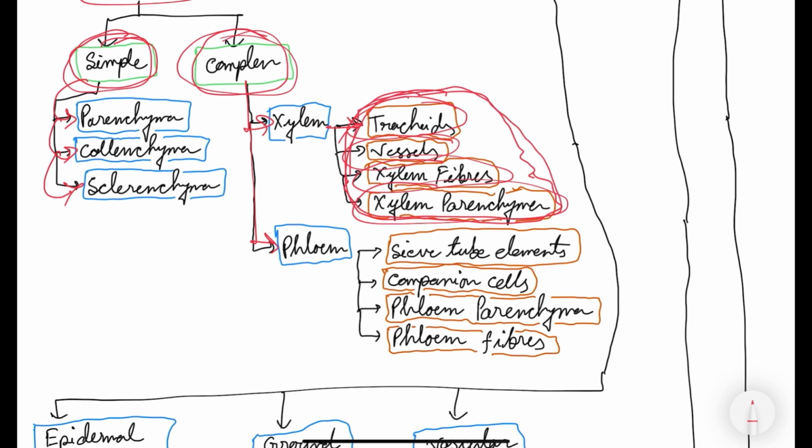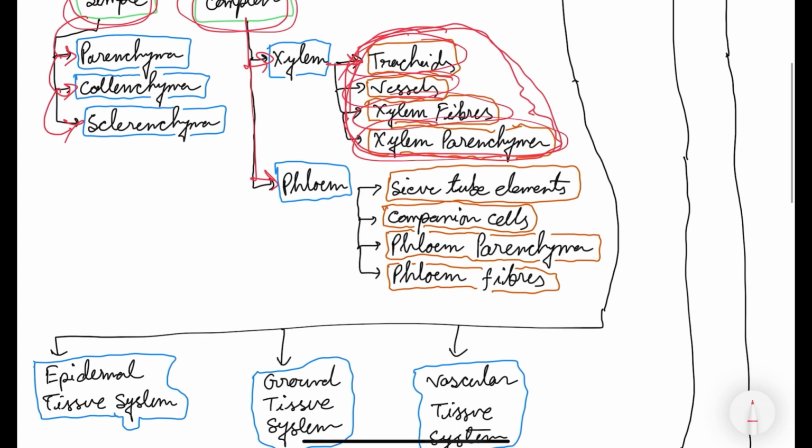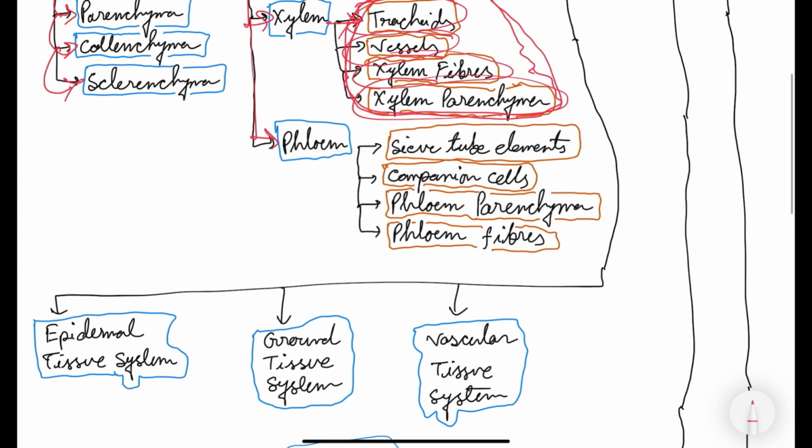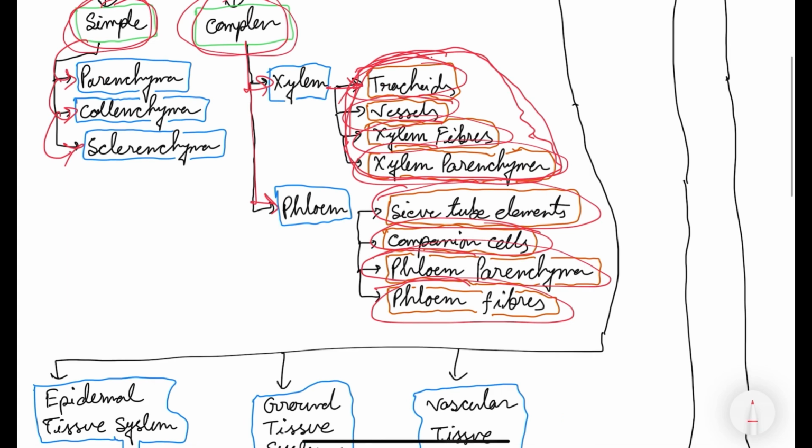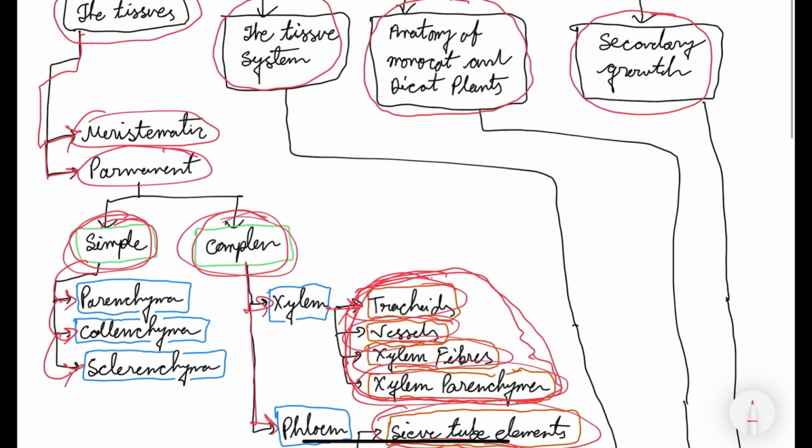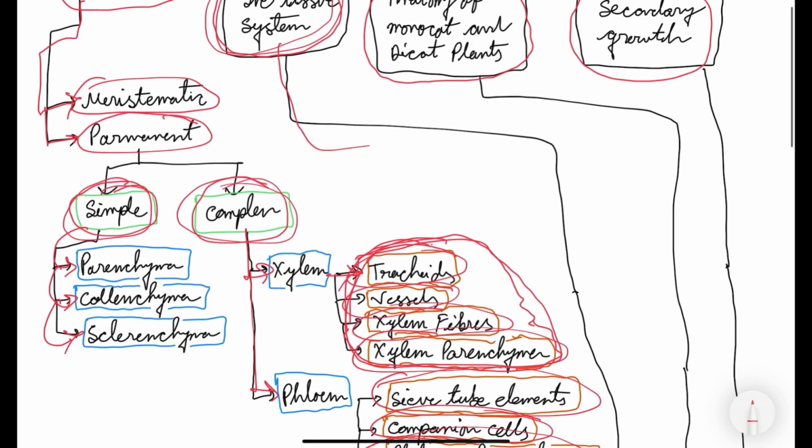These four classes of cells are present in xylem, or we can say these four classes of tissue cell organizations are present in xylem. In phloem, it's further divided into sieve tube elements, companion cells, phloem parenchyma, and phloem fibers. Okay. Next, we're going to discuss the tissue system.